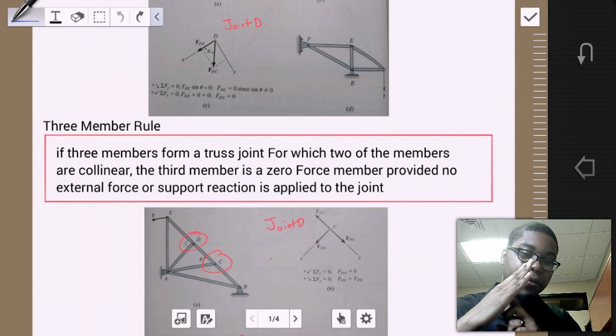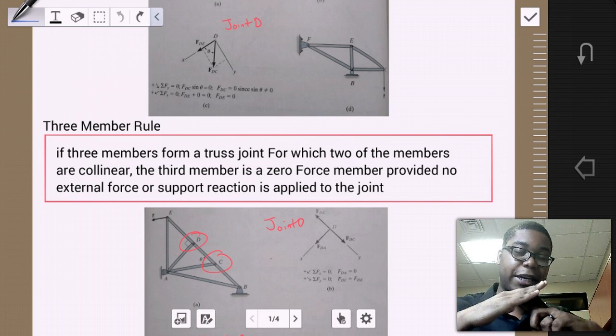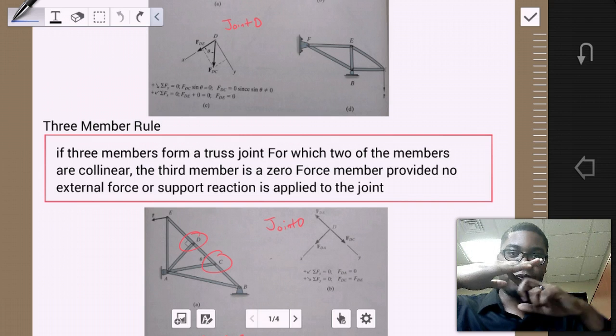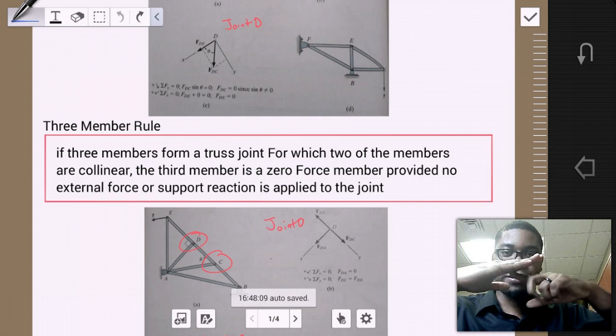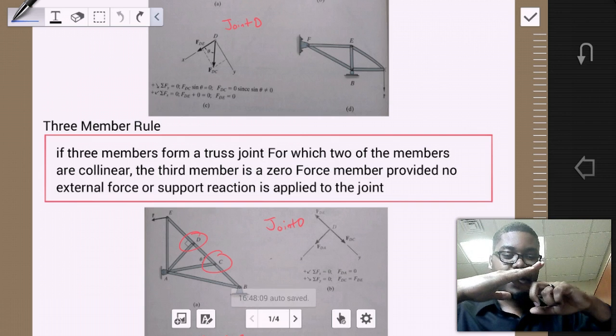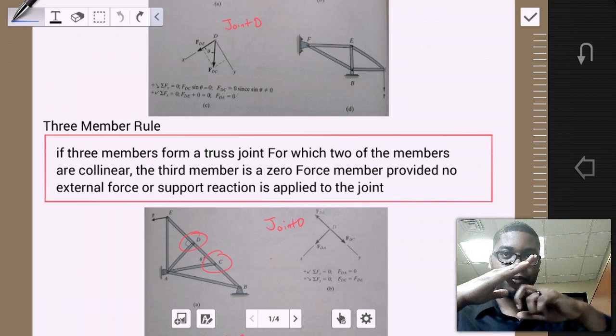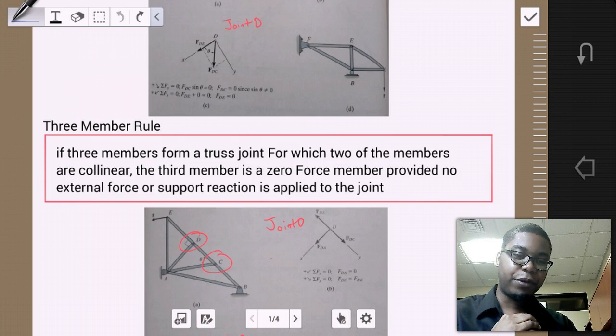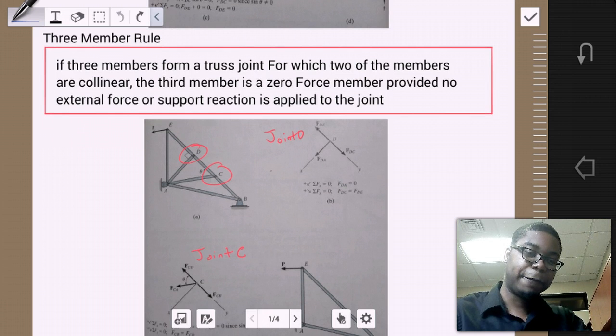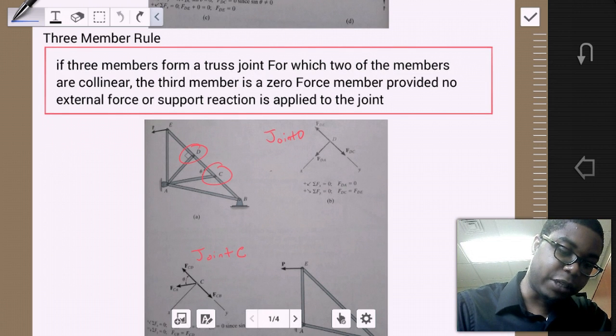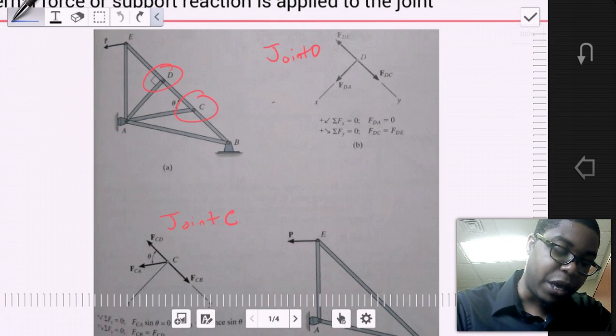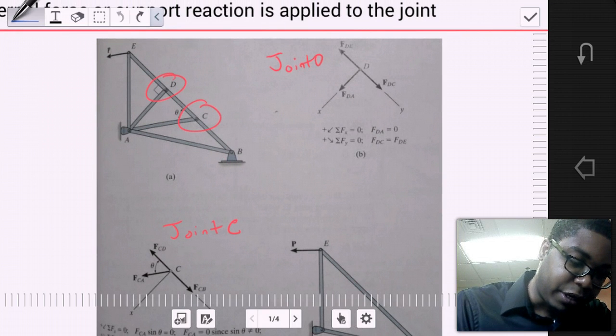If there is no external force or support reaction, no matter what angle is between those three, between the collinear members and the singular third member, then the third member is a zero force member. Okay? So let's look at this example we have here, where we have a geometry.